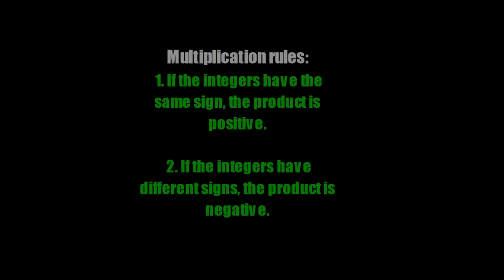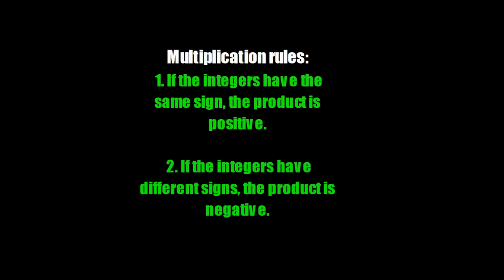Let's get started. First we're going to go over the multiplication rules. Rule number 1: if the integers have the same sign, the product is positive. Rule number 2: if the integers have different signs, the product is negative.